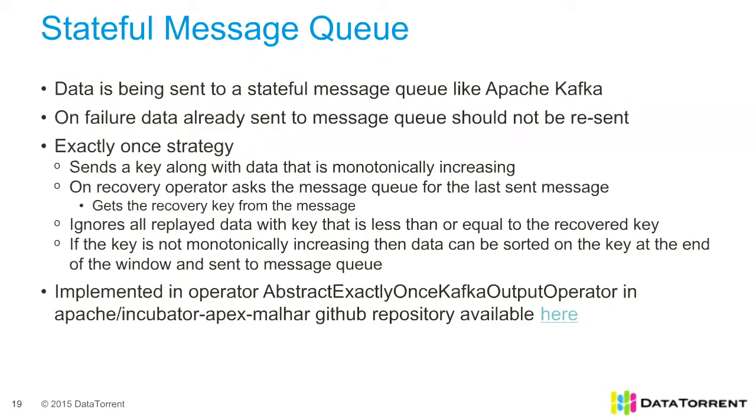Now, if the key that you have is not monotonically increasing, then you can modify this operator slightly, where you collect the data that's coming in during the window, and at the end of the window, you sort it and then send it to the message queue.